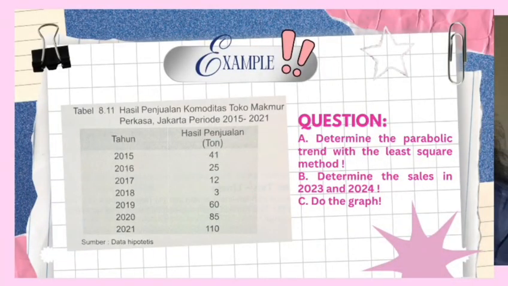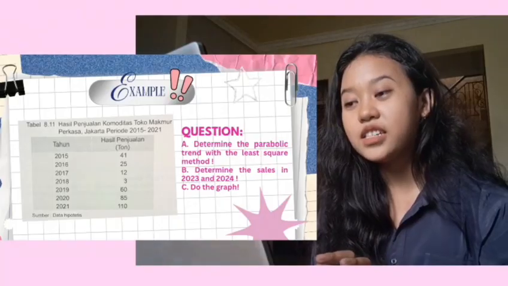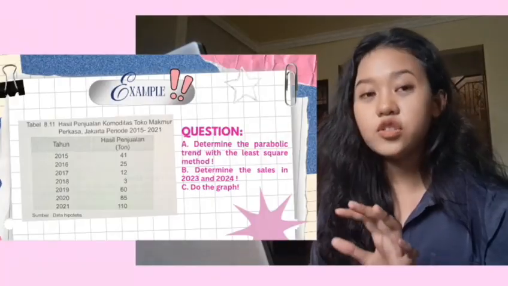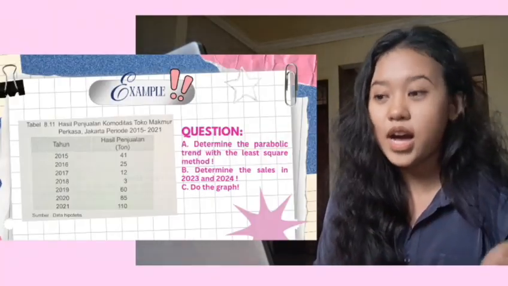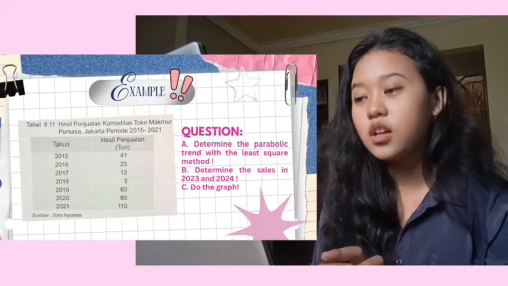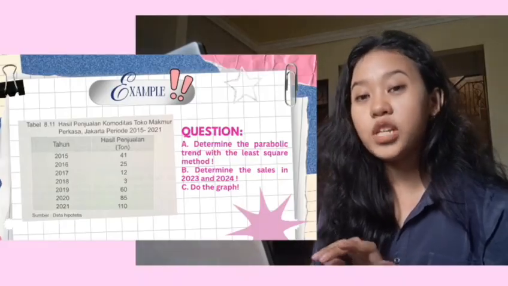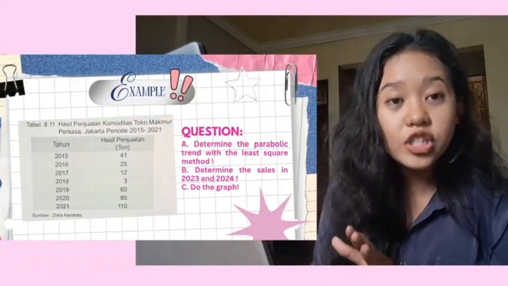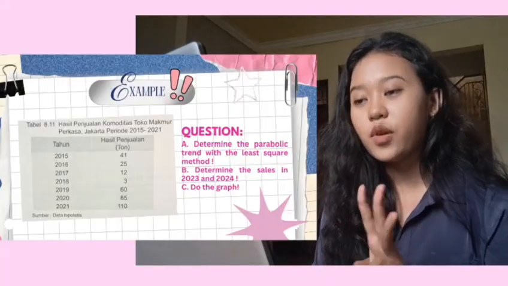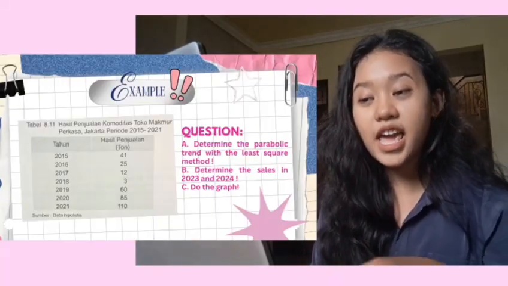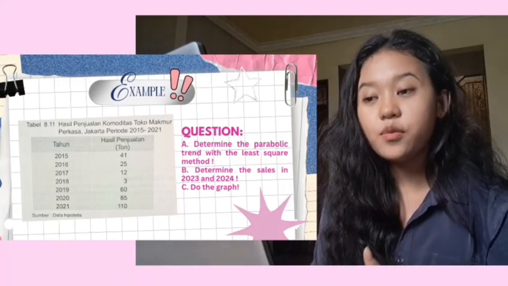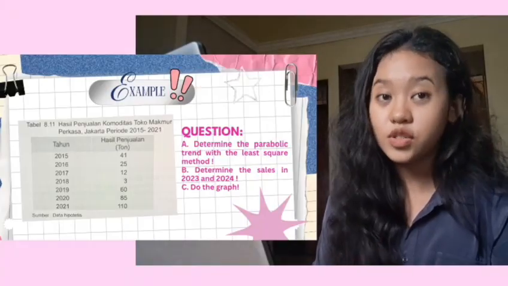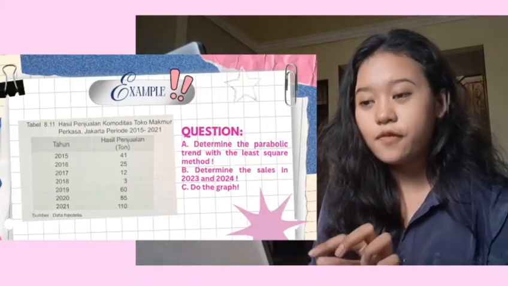So here is the example. We get the sales of Makmur Perkasa shops in Jakarta during 2015 until 2021. We have this table where we can see the year and also the amount of sales in tons, like 41, 25, 12, 3. And there are 3 questions we need to answer. The first is A, determine the parabolic trend with the least square method. B, determine the sales in 2023 and 2024. And C, do the graph.